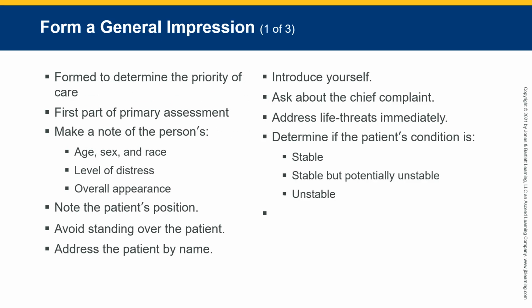Alright. Your general impression is kind of that sick, not sick, right? It's the first part of your assessment. You want to look at them and make note of their age, sex, and race. Why is race important? Because it's 2024, 2025. People get offended easily. Alabama still, so you know. No.